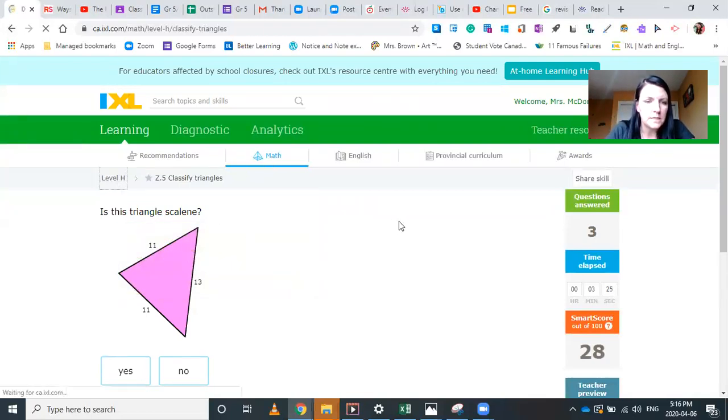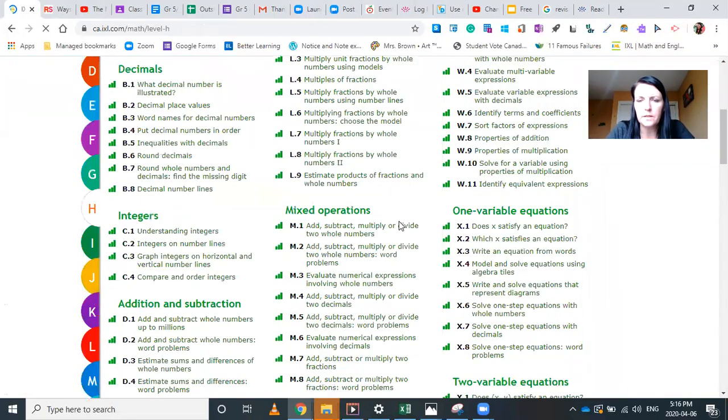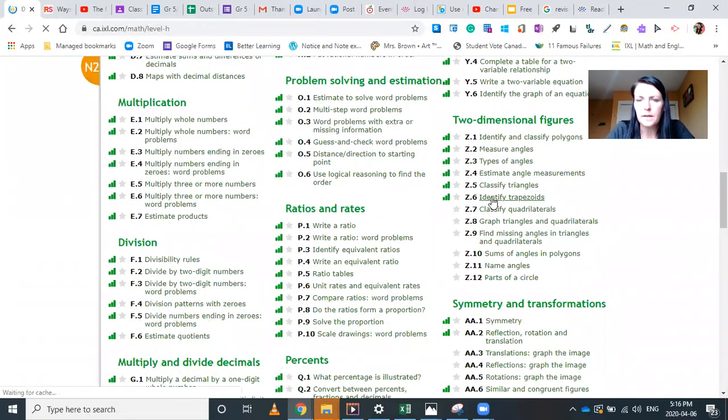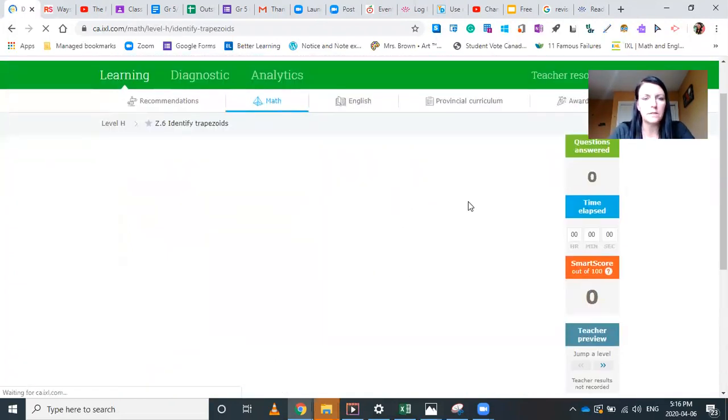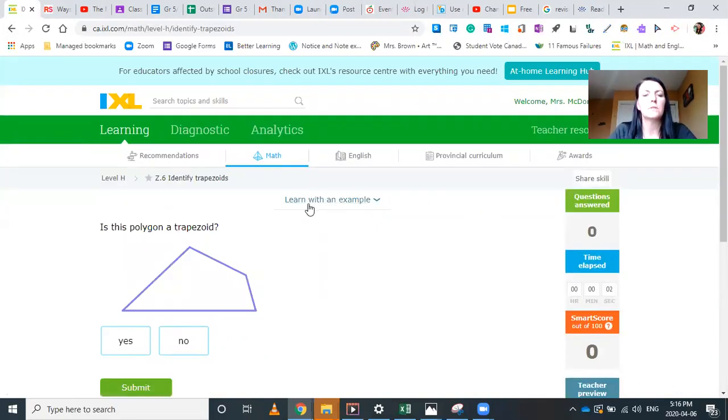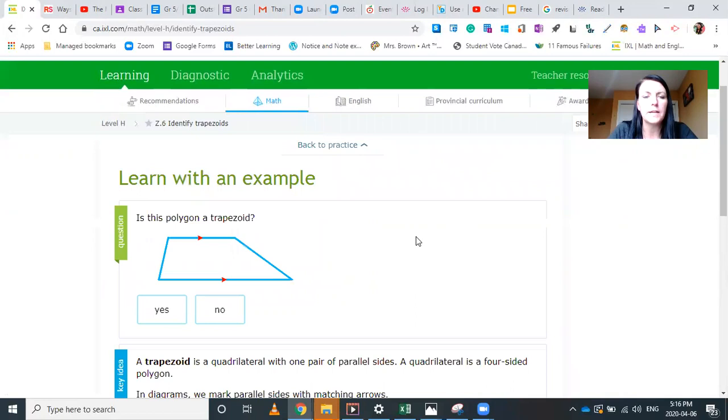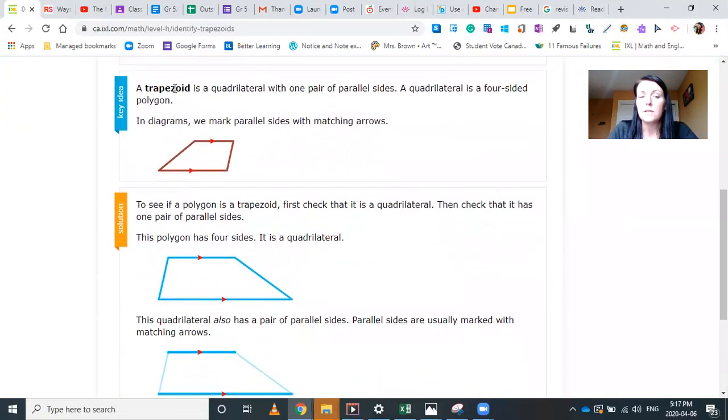Let's go back to level H, and we're looking at Z6, identifying trapezoids. So again, we're going to look at our notes, look at the notes next to you, or you can always look at the learn with an example also to find out the information that we need to know. This tells us what a trapezoid is. A trapezoid is a quadrilateral. Quad is a four-sided figure with one pair of parallel sides. You can see the top and the bottom, they are parallel, and that is shown by the little red arrows there. All right, you've got 2 more examples right here.